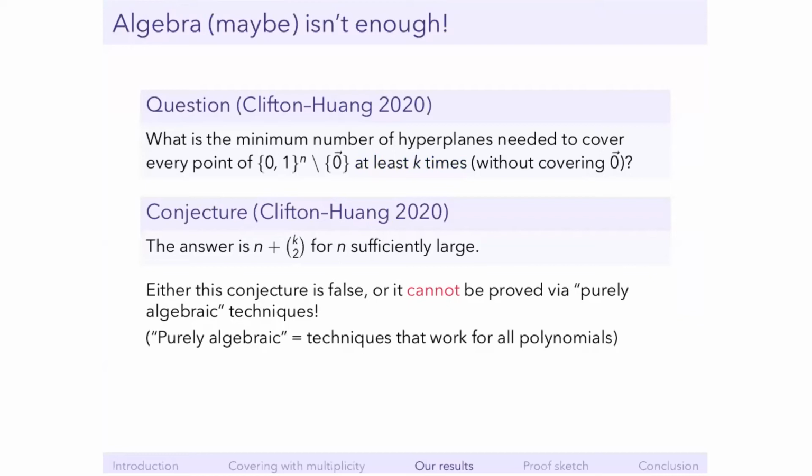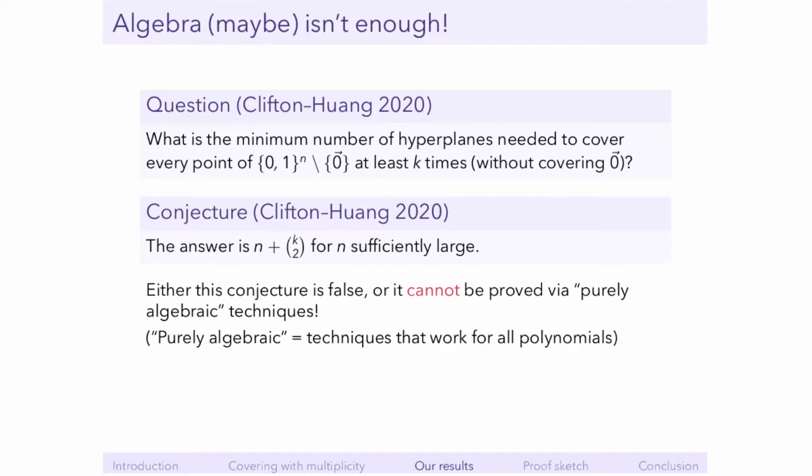purely algebraic techniques, where, I mean, purely algebraic isn't really well defined. But the point is that for the natural polynomial generalization of this question, we're able to exactly resolve the question. And the answer is n plus 2k minus 3, which is smaller than this conjectured right answer of n plus k choose 2. So if you want to prove this conjecture, you can't only use these purely algebraic techniques. You really need to do something that knows about the fact that you're really dealing with hyperplanes.